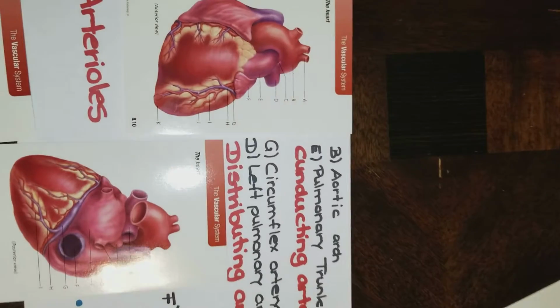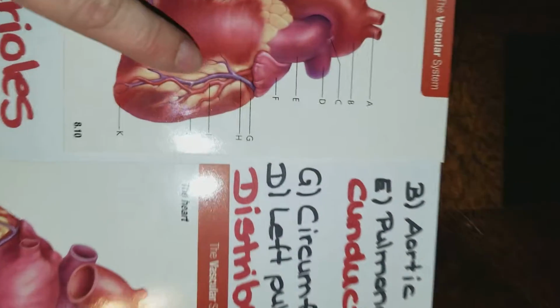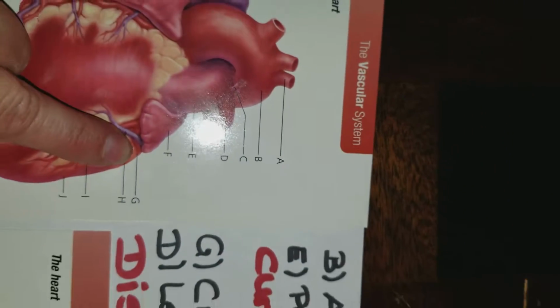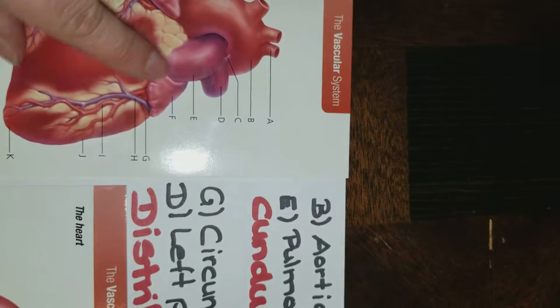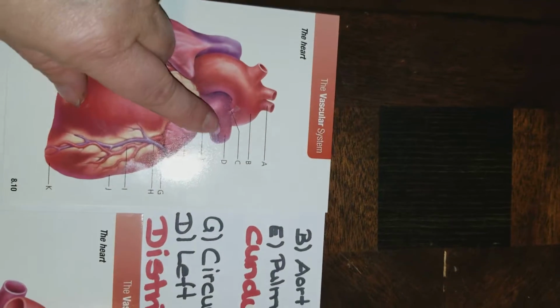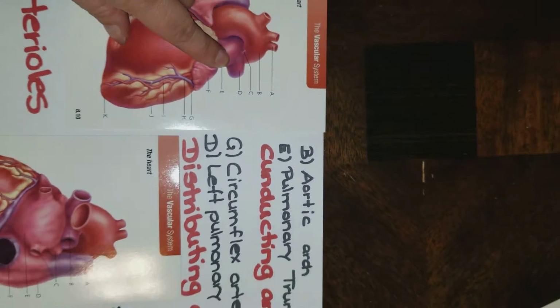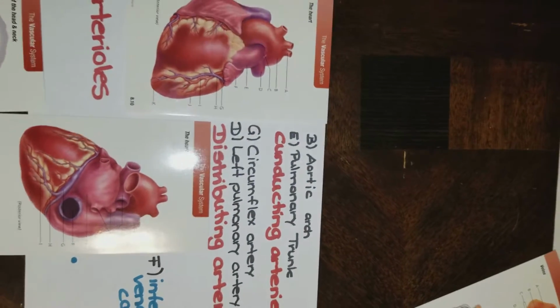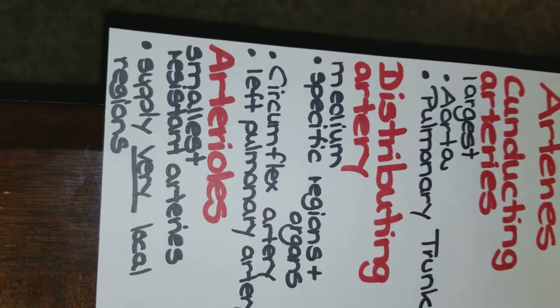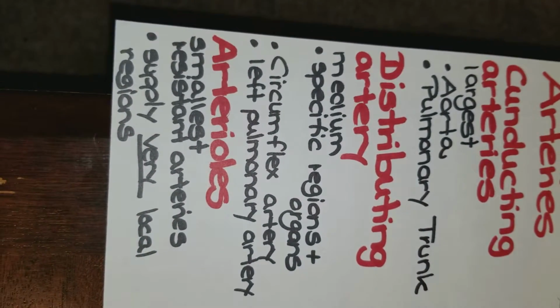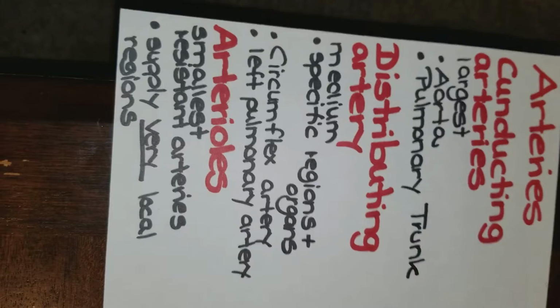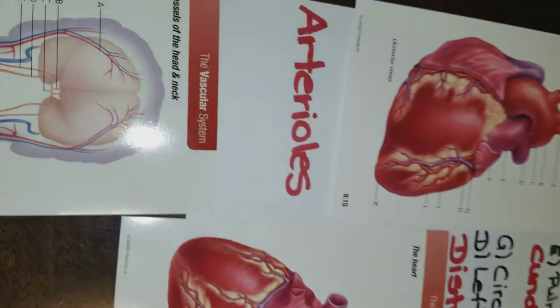The bigger picture, so G is right here. So you have your circumflex artery, and D right here is your left pulmonary artery. Those are your distributing arteries. And then the smallest are called the arterioles, and they are also called resistance arteries. They supply the very local regions. That means they get super close to the organ or region they need to go to.